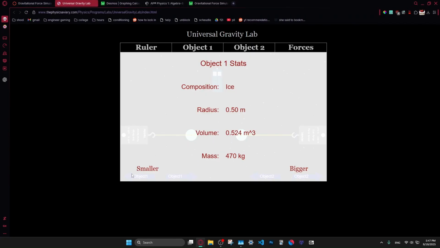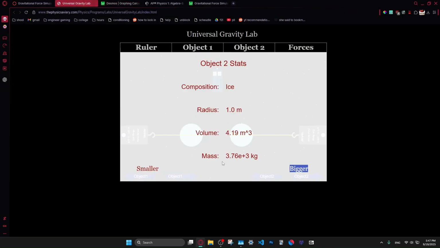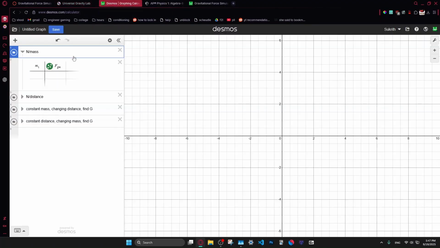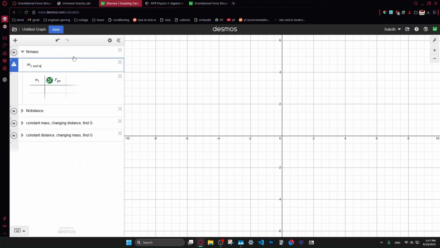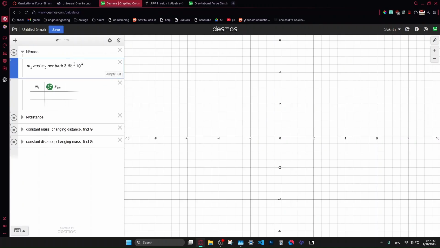And you know what? I'm going to use a different mass than what I've done previously. So I'm going to make it a bit bigger, 3.76. And I'll keep them the same because I'm really lazy. So just keep that in mind. Our mass is 3.76 times 10 cubed. So I'm just going to write that down actually. M1 and M2 are both 3.76 times 10 cubed kilograms. Yeah, you can just write it down right in Desmos. It's pretty neat.